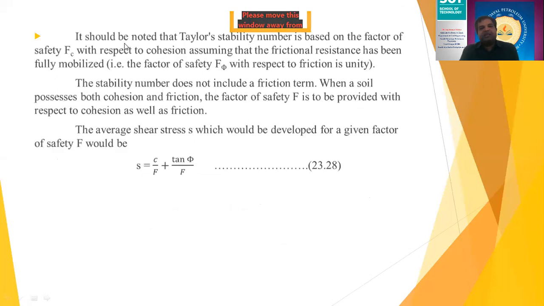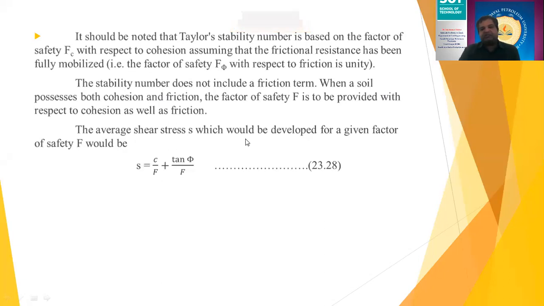Now what you need to do, it should be noted that the Taylor stability number is based on the factor of safety Fc with respect to cohesion, assuming that the frictional resistance is fully mobilized, meaning the factor of safety F phi, with respect to the internal friction, comes to unity. The stability number does not include the friction terms because it is applicable for cohesive soil. When the soil possesses both cohesion and friction, the factor of safety F is provided with respect to cohesion as well as for the friction. You need to calculate them separately.